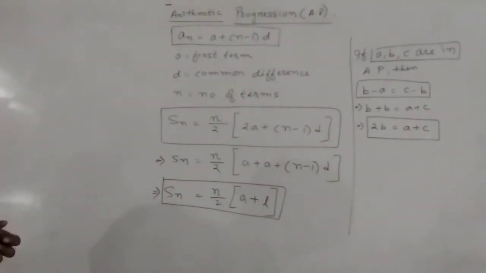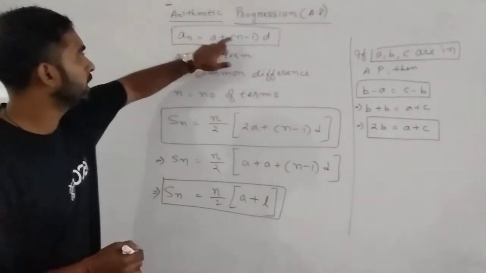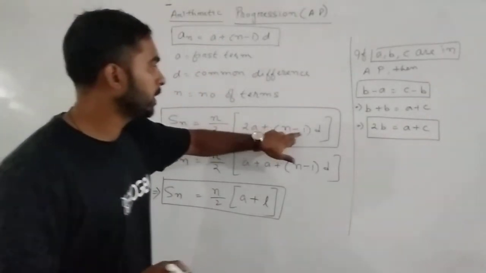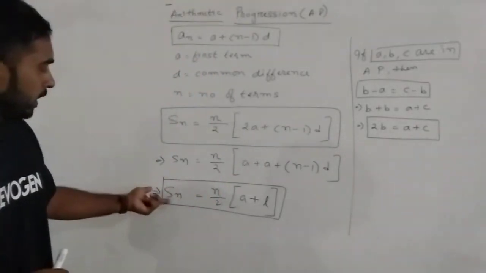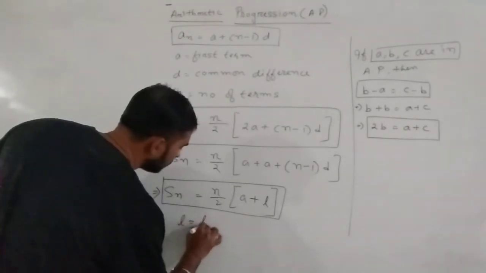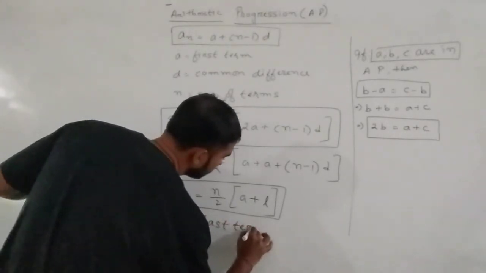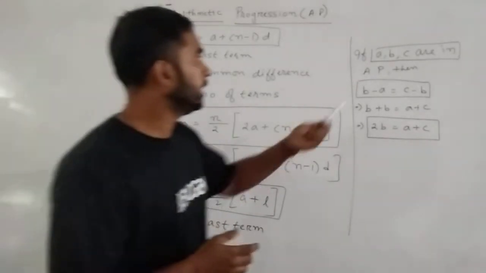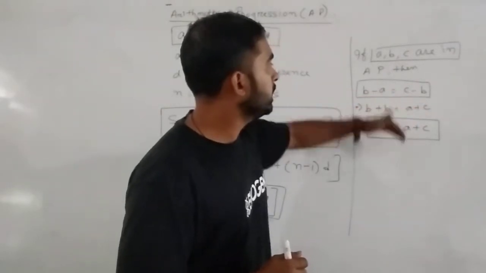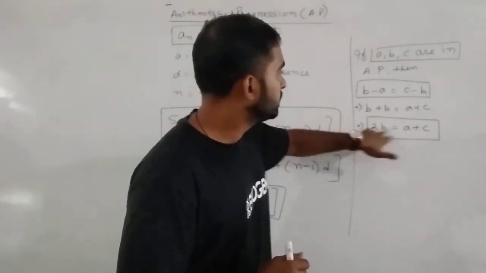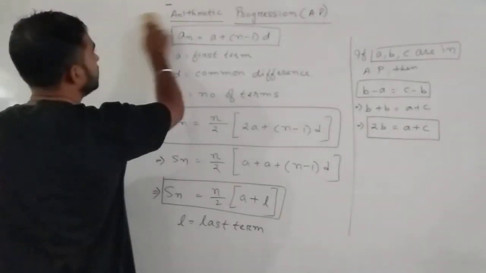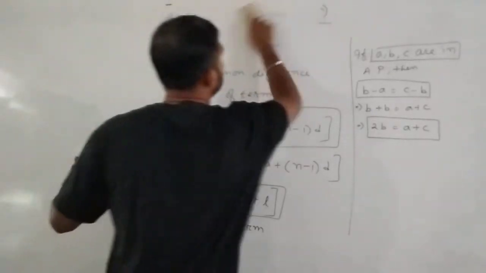Both are the same. So first of all, AN equal to A plus n minus 1 D, Sn equal to n by 2 twice A plus n minus 1 D, and moreover Sn equal to n by 2 A plus L, where L is the last term. And then if A, B, C are in AP, then B minus A equal to C minus B. After simplification we get twice B equal to A plus C. So these are the formulas. There are a few more formulas, we'll use them later on. Now these are the basics.